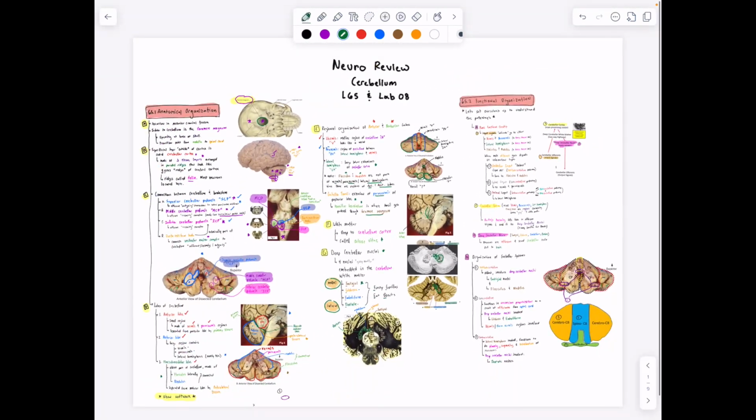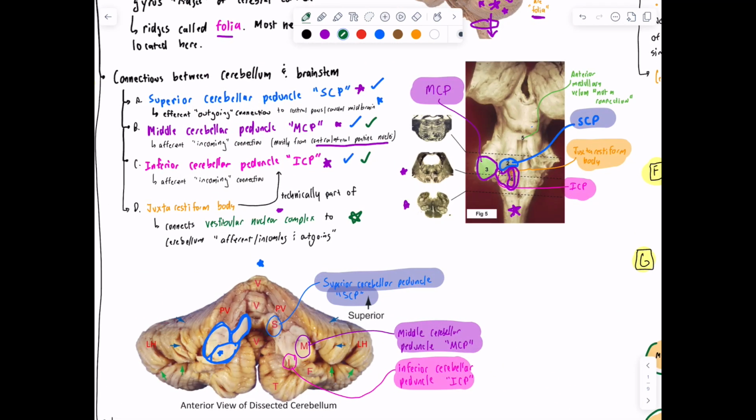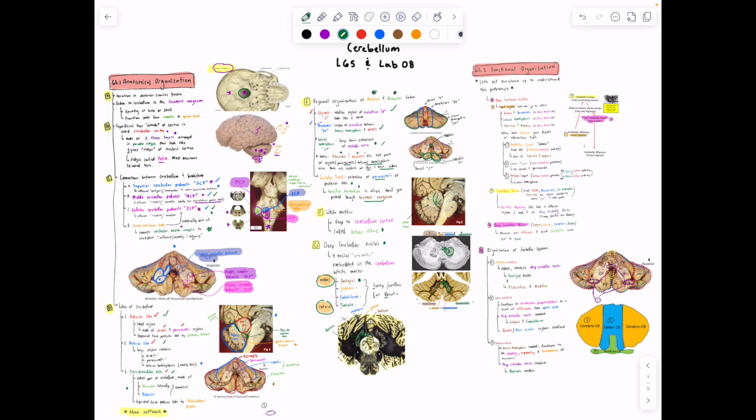All right, so we've got regional organization. We had the vermis, paravermis, lateral hemispheres of the anterior and posterior lobes. Then we have the flocculonodular lobe. We have, in terms of lobes itself, anterior, posterior lobes, and flocculonodular lobe. Signals get into the cerebellum via the middle cerebellar peduncle and the inferior cerebellar peduncle. For the vestibular system in particular, they go through the juxtarestiform body, which is part of the inferior cerebellar peduncle. All right, so not too bad.